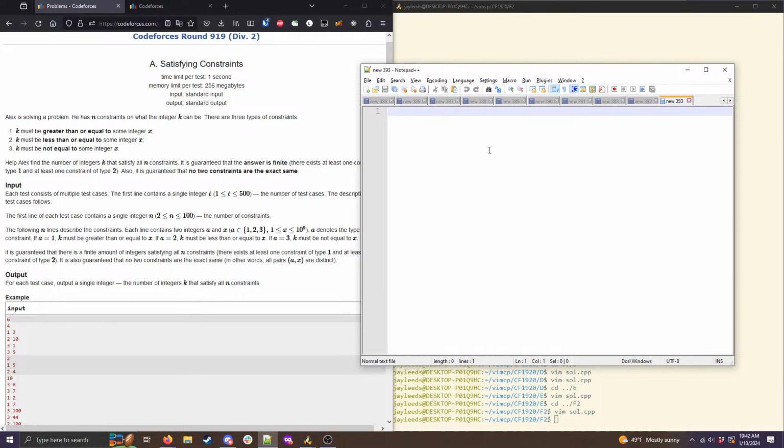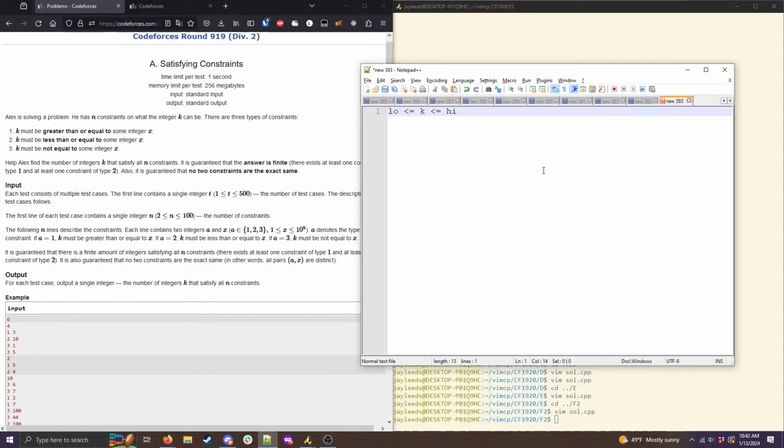The first thing to know is that only the largest constraint of type 1 and the smallest constraint of type 2 will actually matter, because, for example, if an integer has to be greater than 1 and also greater than 2, it's equivalent to just say it has to be greater than 2. So let's just drop all the constraints of type 1 and 2 other than those most significant ones. And let's say low is less than or equal to k is less than or equal to high.